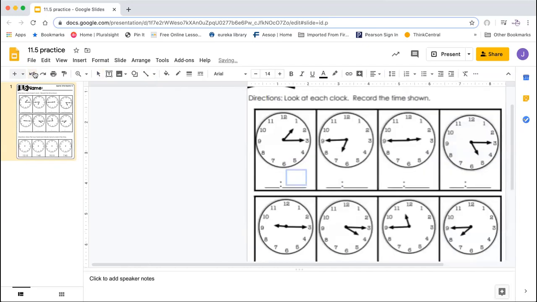So a little bit different than yesterday. You don't have to do the matching clocks, but you do have to write the time for the clocks. All right. If you have any questions, as always, please reach out to me online and let me know so I can help you right away. All right. Have fun.